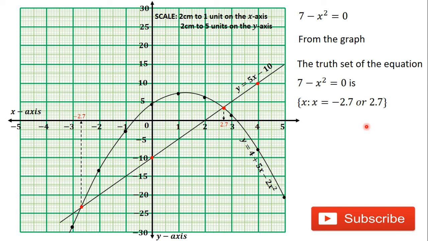In the next video, we are going to solve another question on using the graph of a quadratic function to find the solution of another quadratic equation.